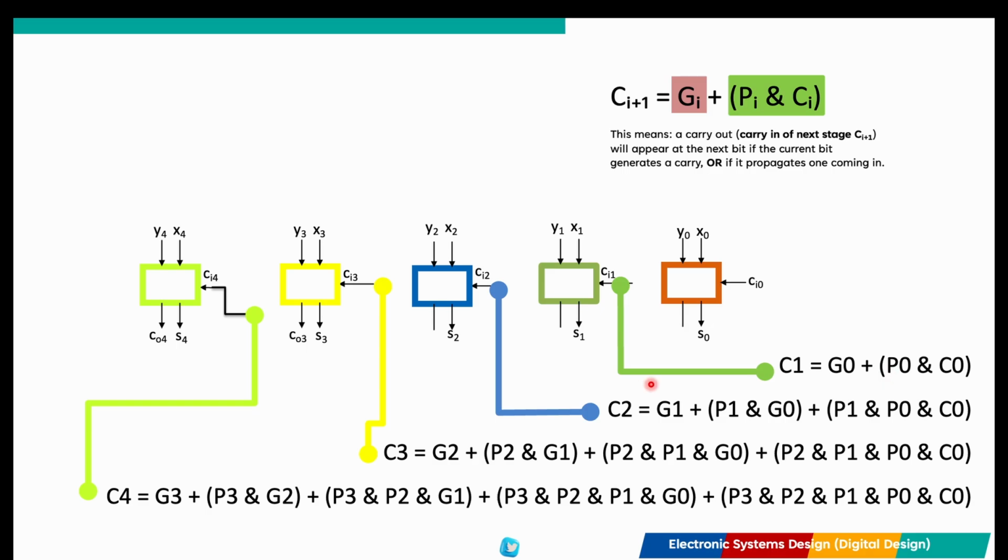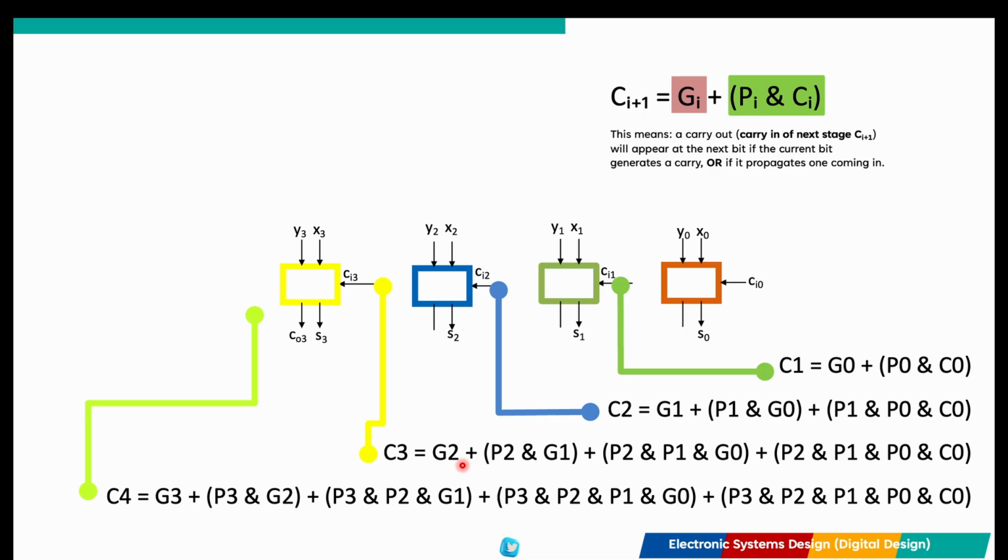But look what happens as we move to carry 2, carry 3, and carry 4. Instead of waiting for carry 1 to be calculated, we substitute the carry 1 equation into the carry 2 equation. Notice the pattern. To find the carry bit for bit 3, we only need to know the input stages of 0, 1 and 2.